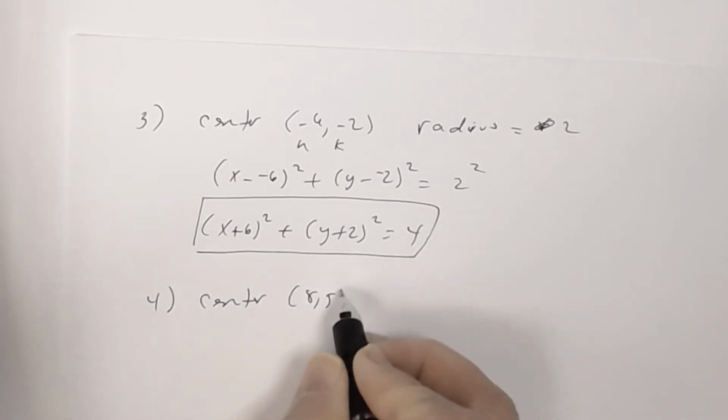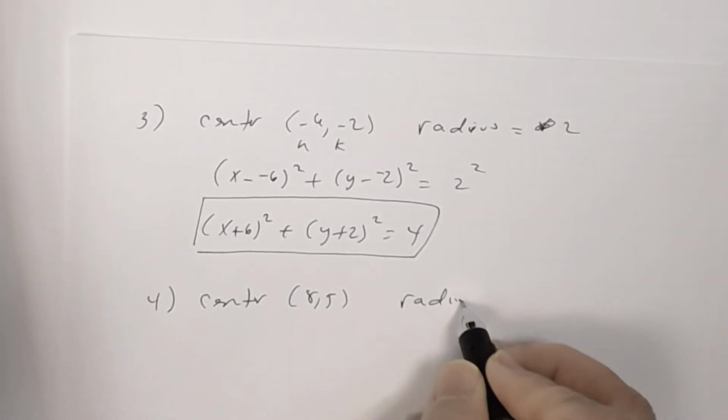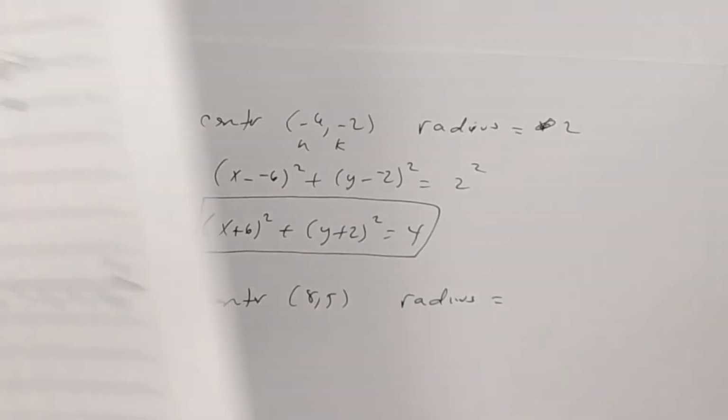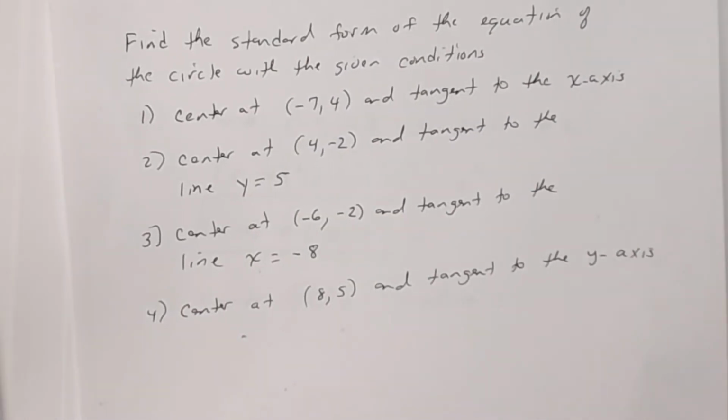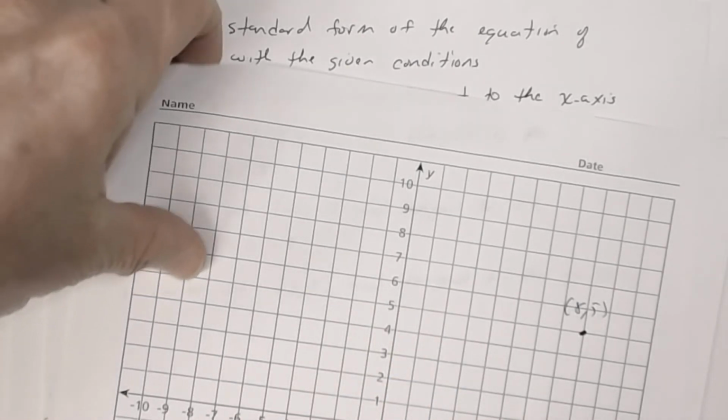Center's 8, 5. You just have to find the length of the radius. That's what you've got to find. Well, here's what you're told. You're told that the circle that has this center right here is tangent to the y-axis. Well, the y-axis is this, right? So let's look at it.